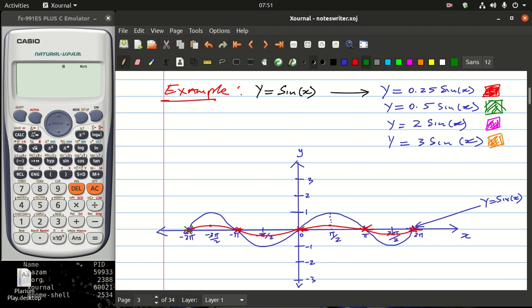Note that the x-intercepts are going to be locked. They are not going anywhere. So these are not going anywhere. But the y values, they are allowed to be moved. So I want half of the original function. So half of it is going to be somewhere there. Half of it is going to be somewhere here. Because the value is less than 1, so we are shrinking this to about half.